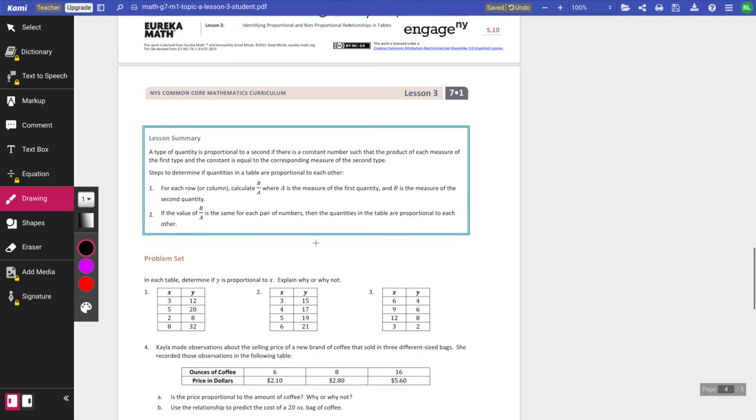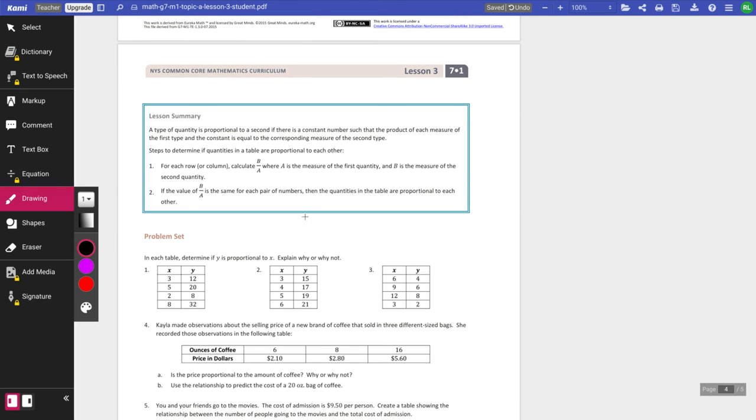And then when we get to the lesson summary here, a type of quantity is proportional to a second if there is a constant number such that the product of each measure of the first type and the constant is equal to the corresponding measure of the second type. Basically, what this is saying is that if it's proportional, you can apply it to every single data set, every single relationship, every single set of numbers that you have here. If it doesn't match even one of them, then you do not have a constant proportional rate.